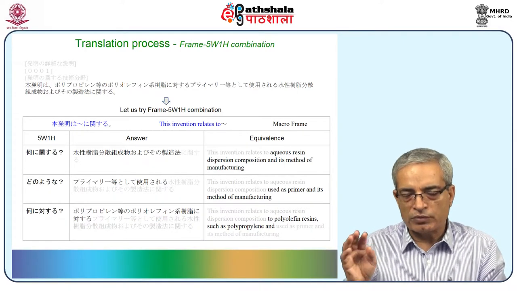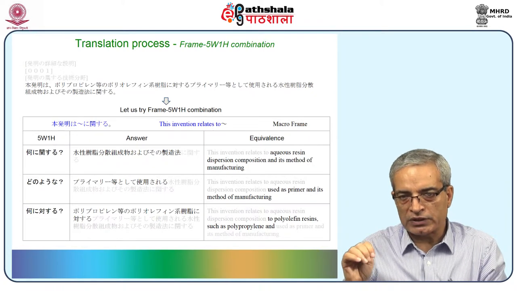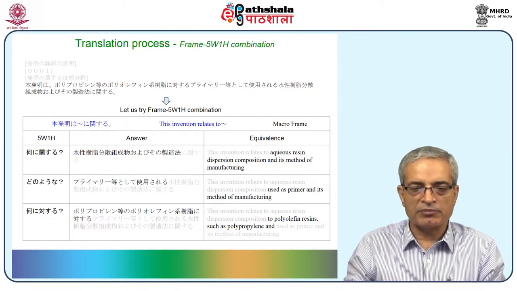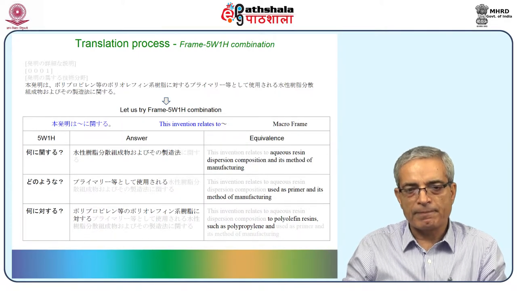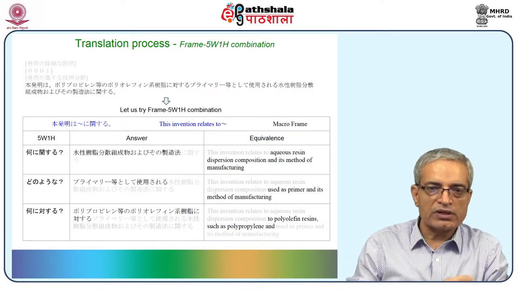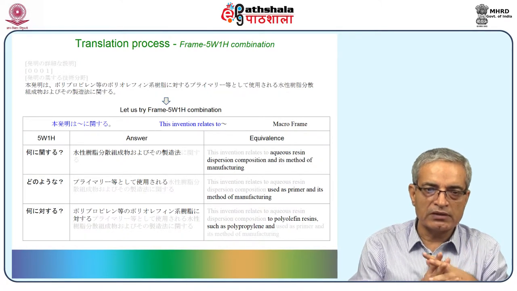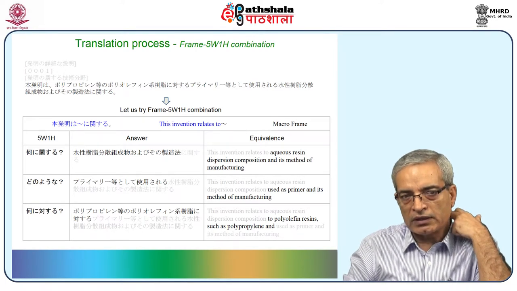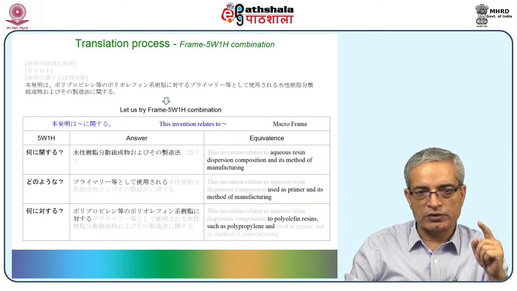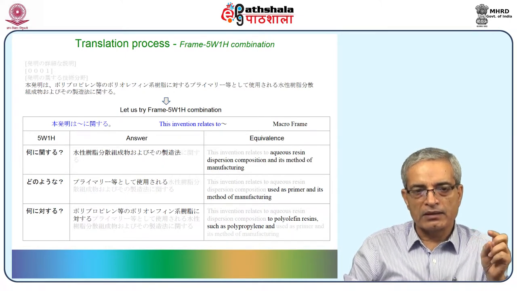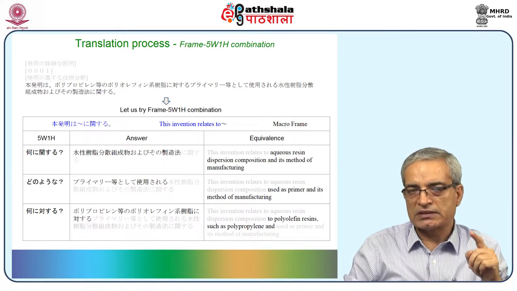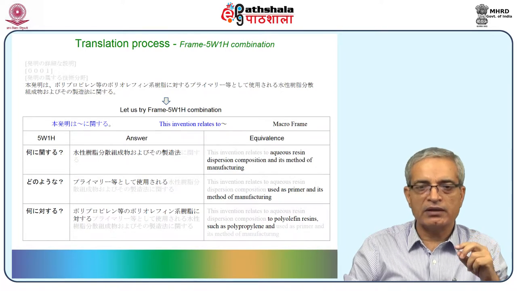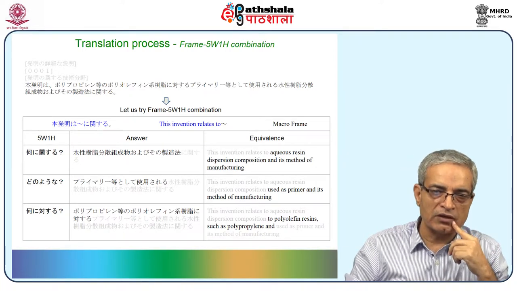And now these combinations are spread over, it's not coming in series as it came in one of the previous examples. The initial translation in this case would be: detailed explanation was fine, 0001 is to be repeated as it is because this is the universal code. Then technical field is also a unit which is universal, and this invention relates to aqueous resin dispersion composition to polyolefin resin such as polypropylene, and used as primer and its method of manufacturing.